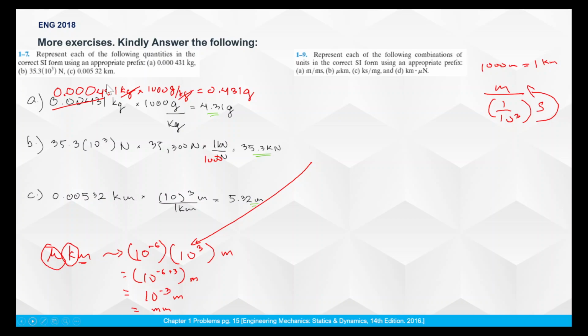Next up naman is 0.00532 kilometers. Pag convert natin naman siya in its appropriate prefix, it doesn't make sense na ito yung kilometers. We know na 1 kilometer is 10 raised to 3 meters, magiging 5.32 meters lang. It doesn't make sense to describe 5 meters worth of distance in kilometers. So 5.32 meters is the way to go.